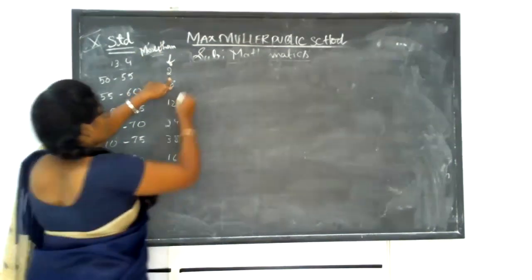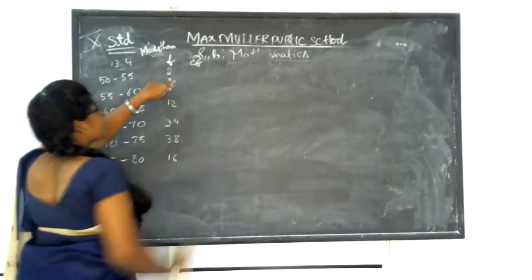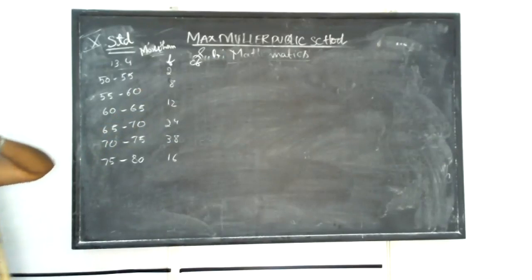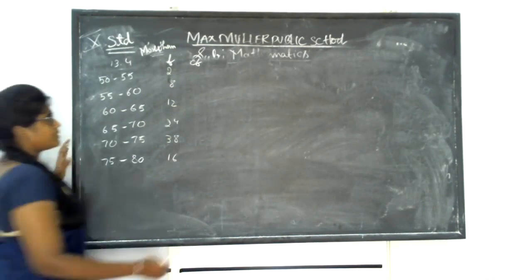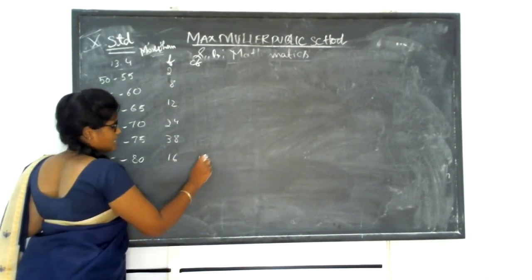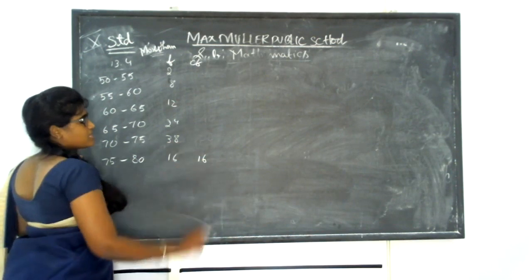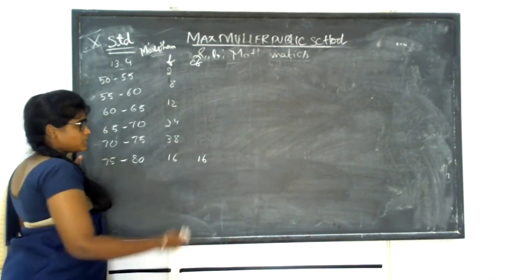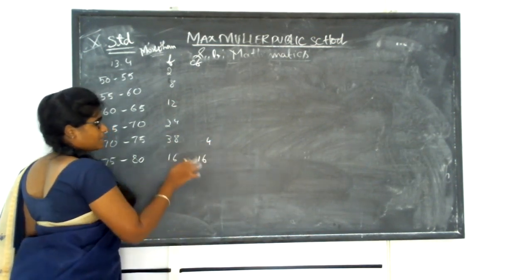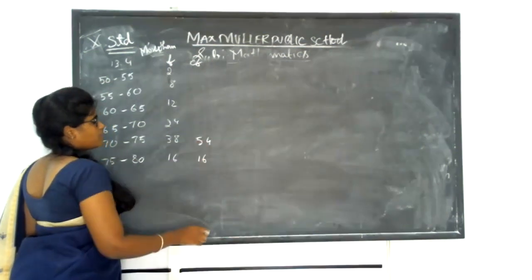How will you find out the cumulative frequency? For the CF, you are going to start from down. Clear? You should have 16 as it is. Then 16 plus 38. 8 plus 6 is 14, 4, 1 carry. 3 plus 1, 4. 4 plus 1, 5. 54.